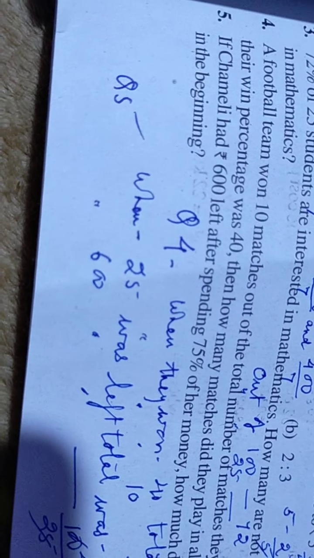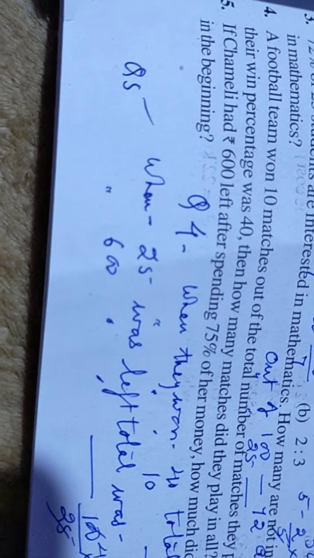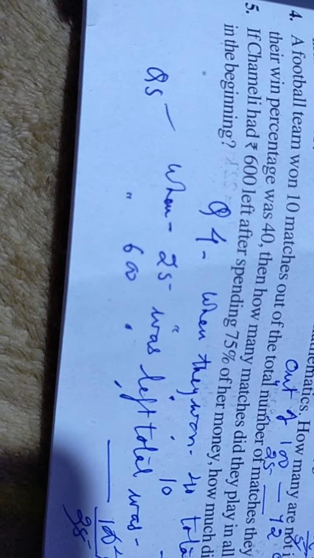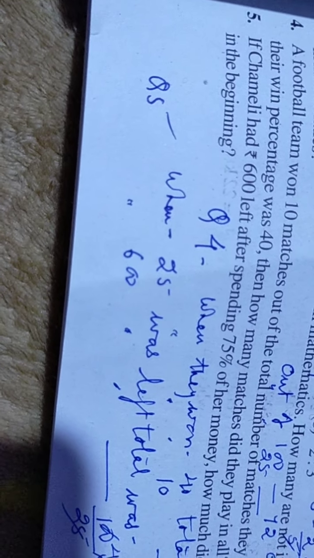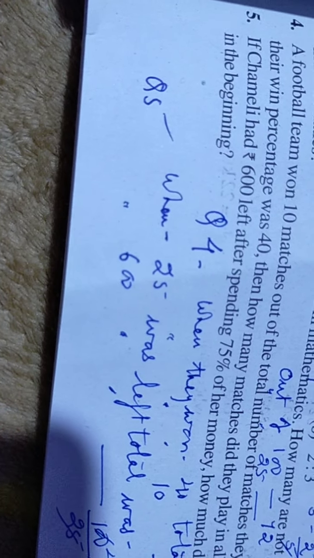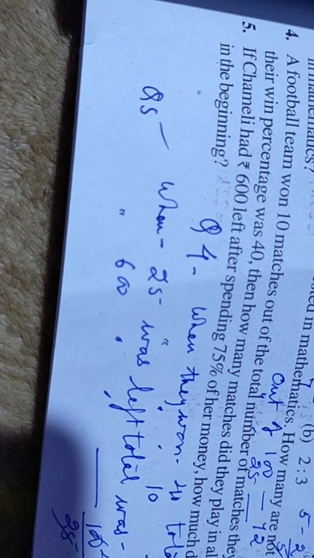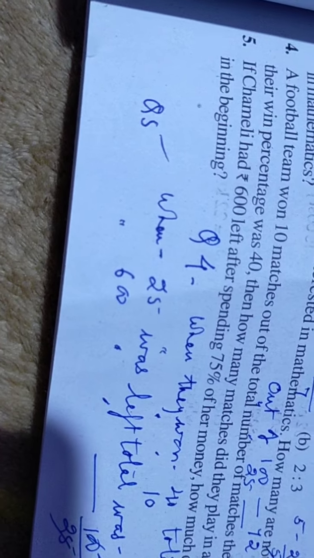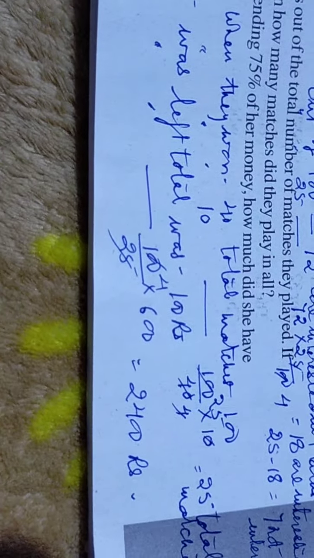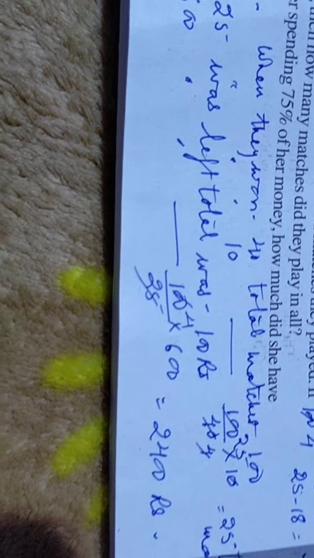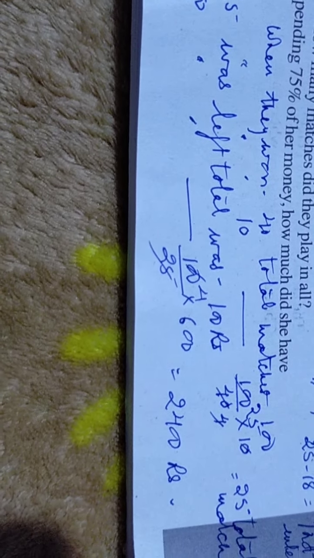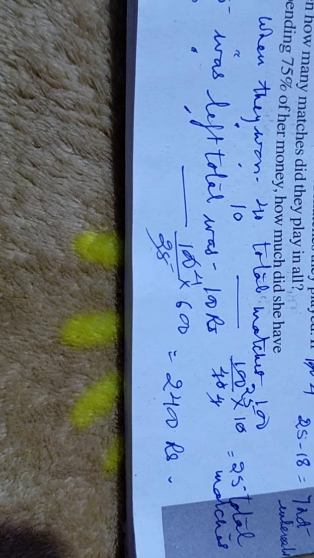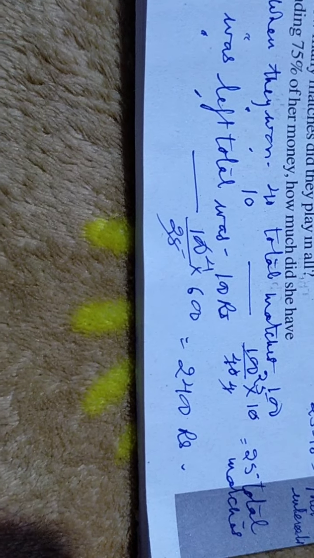If their win percent was 40, then how many matches did they play in all? Ab win percentage de rakhi hai ki 40 jeete hain wo. To 40 kab jeete jab total matches the 100. Aur to 10 jeete tab total matches the kitne? When they won 40, total matches were 100. So when they won 10, total matches will be 100 upon 40 into 10. That is 25 were the total matches.